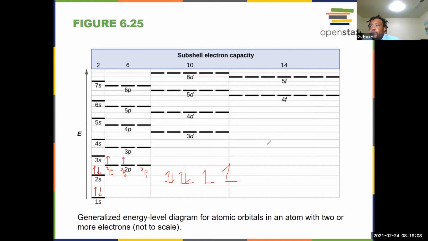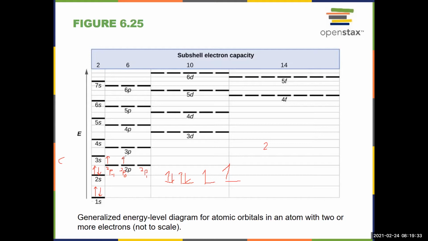So remember, when you have it, you have 1s, you have 2s, you have 2p. So in the case of carbon, we first put that first one up, then we put that next one up, right? In the case of carbon. If we're talking about, let's say, oxygen, right? Oxygen has how many electrons? 8.